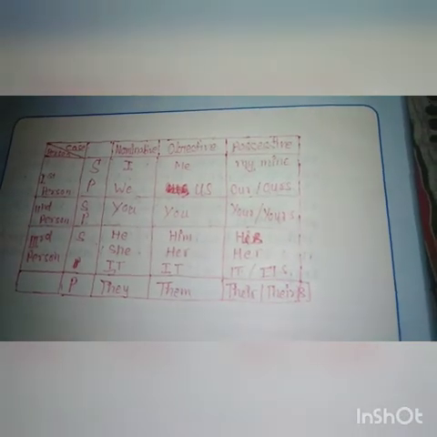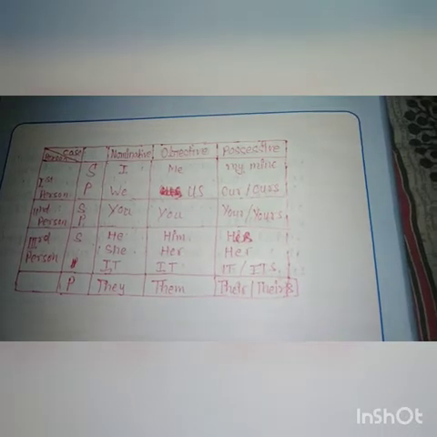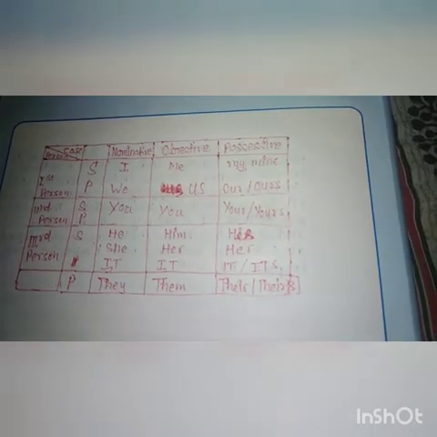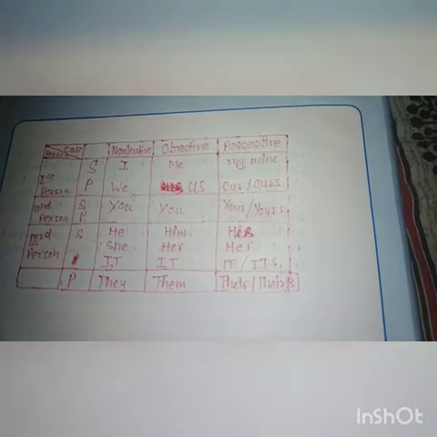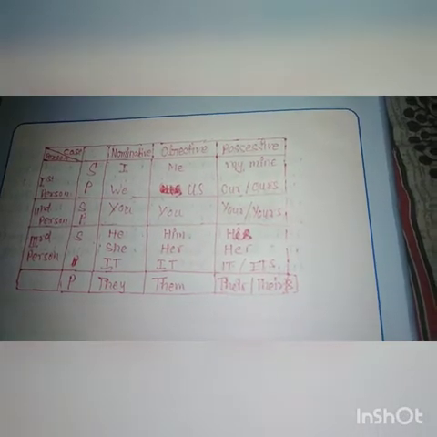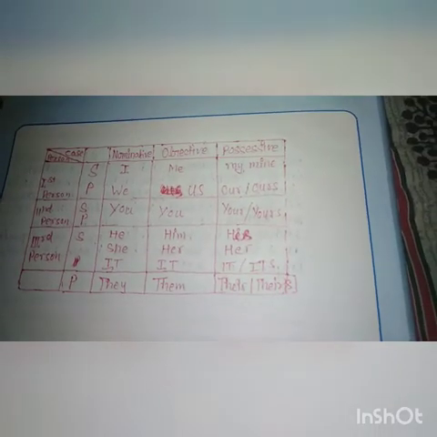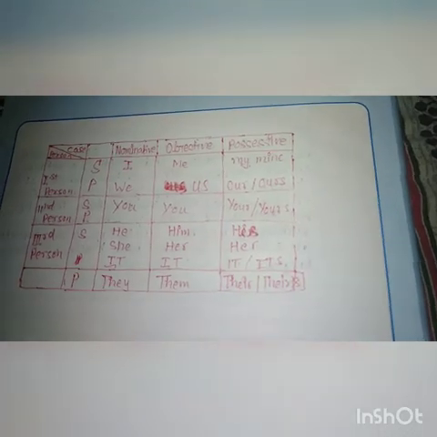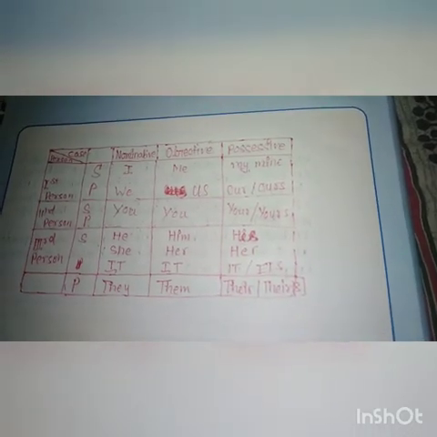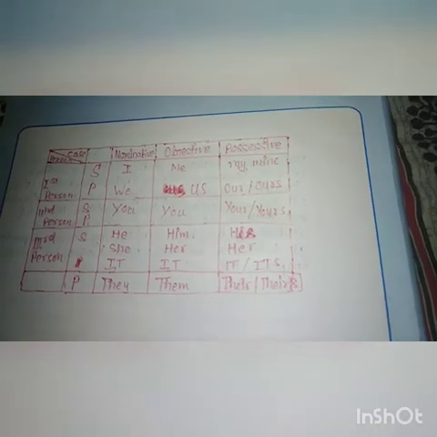Now all these three types have cases: nominative case, which is also known as subjective case, then objective case, then possessive case. We have singular and plural also. For first person pronoun we have singular: I, me, my, mine. I is used as nominative, me is used as objective, and my or mine is used as possessive. We have we, us, our, ours. It is also first person, which is used for plural.